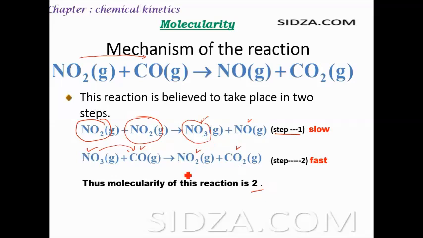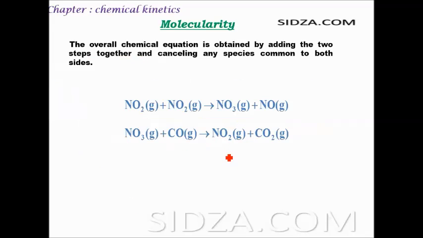And what is this NO3? NO3 is an intermediate here, because it is formed during the reaction, consumed during the reaction. So NO2 is a reactant, carbon monoxide is a reactant, NO3 is a reaction intermediate, okay, and carbon dioxide is a product.